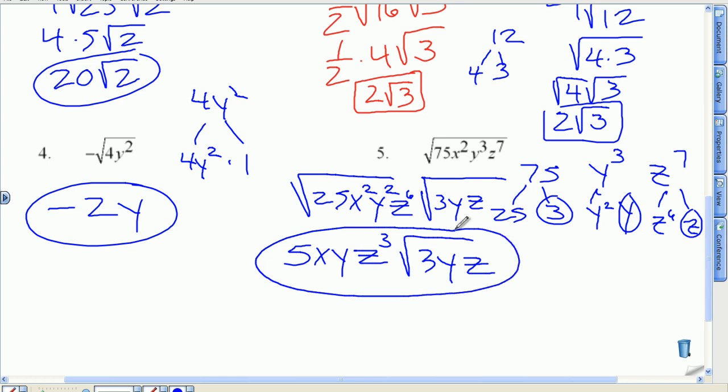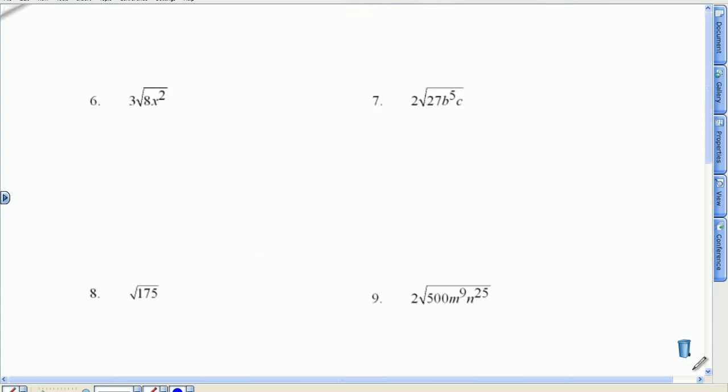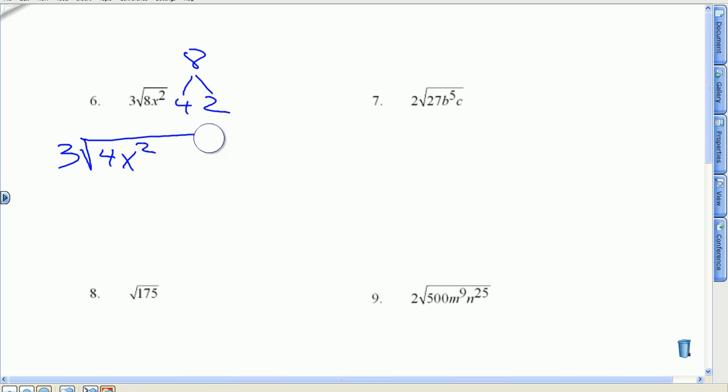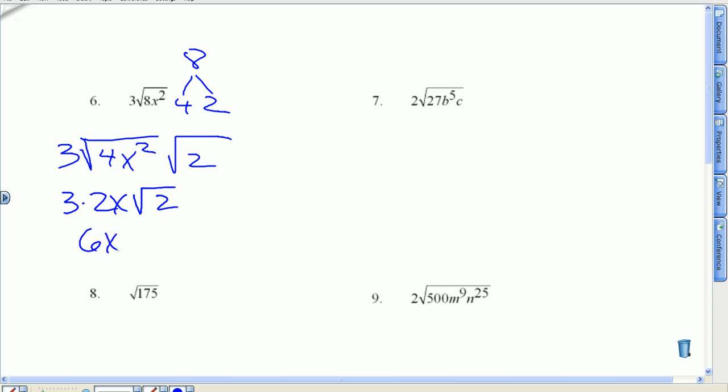So it gets a little bit different when you're dealing with variables. Not harder, just different. All right, so let's see here. 8 is 4 times 2. So I got my 3 out in front. I can take the square root of 4, and I can take the square root of x squared. Didn't need that radical to be so big. I can't take the square root of 2. So the square root of 4x squared is 2x. That radical 2 comes down. 6x radical 2 would be the correct answer.